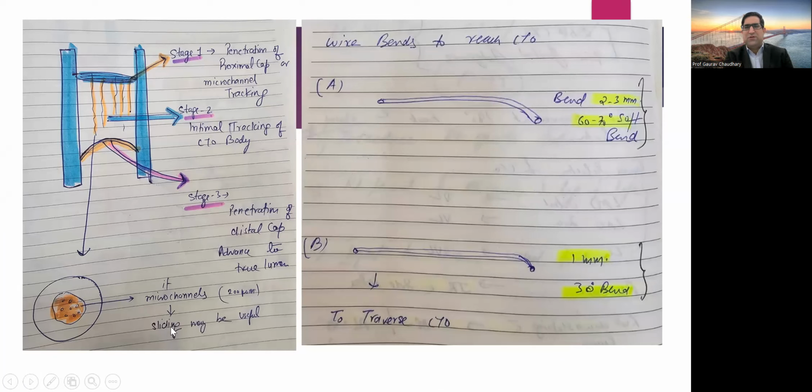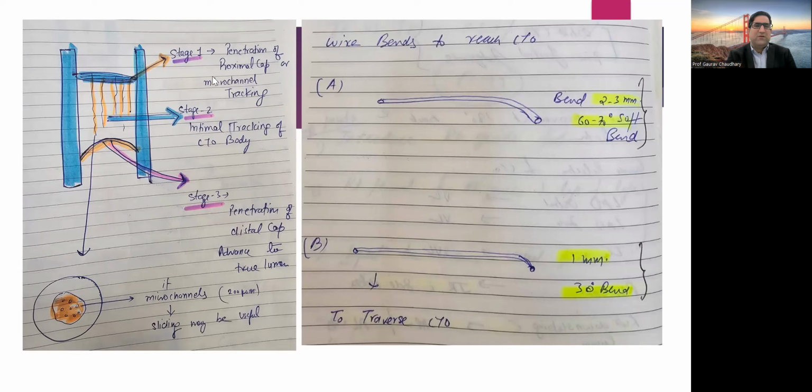In this, first we have to look at how to take the wire to the CTO segment. We should take a microcatheter, and inside that a normal workhorse wire like a Runthrough or Sion Blue, and bend 2 to 3 millimeters of the tip at 60 to 70 degrees. Over this, we take the microcatheter near the proximal part of the CTO, reaching the proximal cap. There we can take out the wire and take the dedicated CTO wire. The CTO wire should have not more than a 1 millimeter tip, bent around 30 degrees.